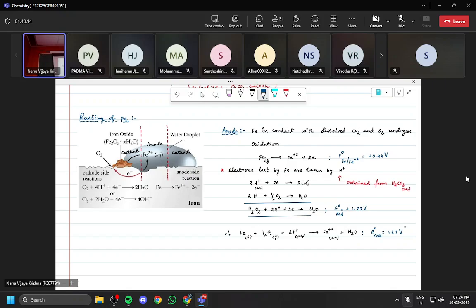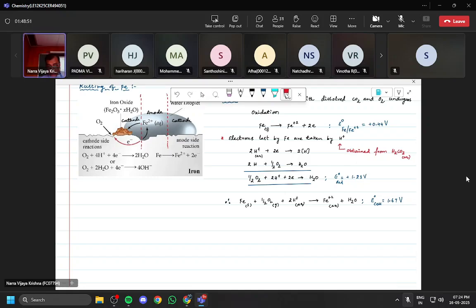Means from an external source, if I connect another battery having voltage greater than 1.67 volts, what happens? Cell reaction should get reversed. Means rusting of iron will not happen. When iron is converted into iron oxide, it is liberating 1.67 volts. If E external is greater than E naught of cell, cell reaction should reverse, no? Means forward reaction doesn't occur. So rusting of iron can be stopped. Any questions? I am writing the same point.